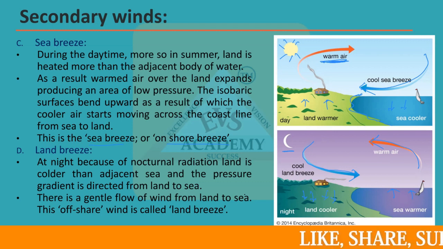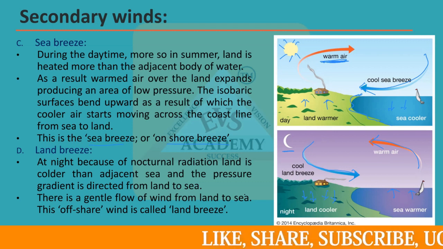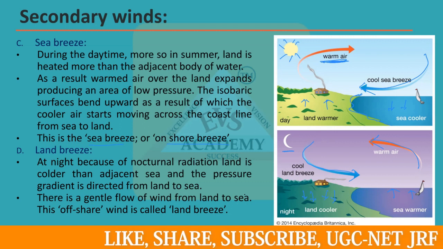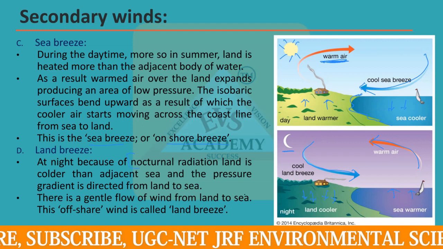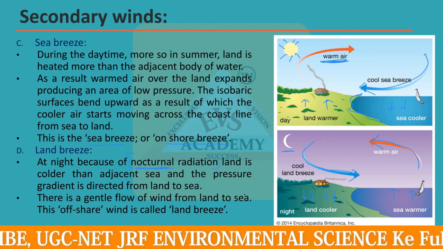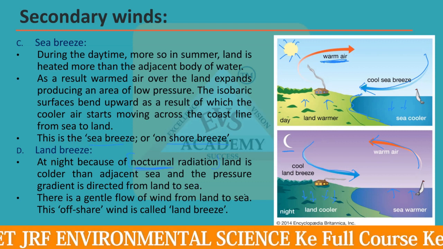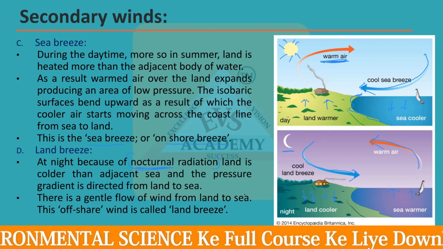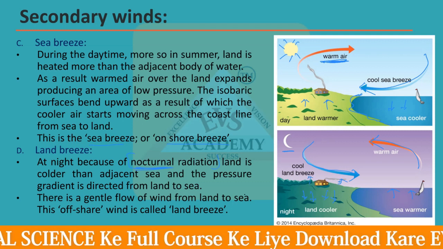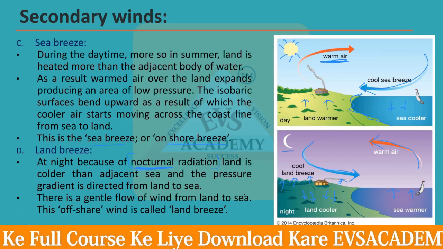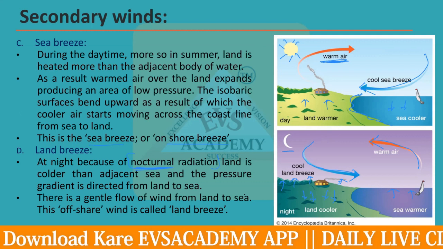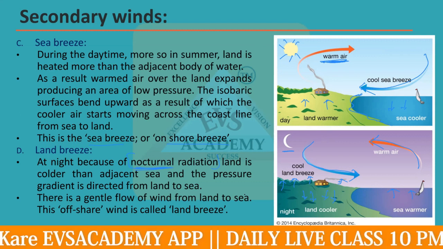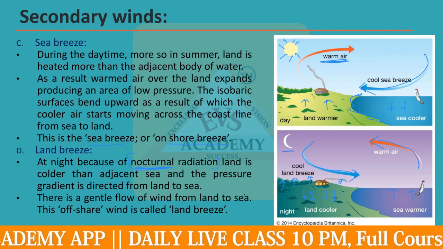At night, because of nocturnal radiation, land is colder than the adjacent sea, and the pressure gradient is directed from the land to the sea. Nocturnal radiation means the radiation which is taking place during the night time. Nocturnal means night. The land is continuously emitting its radiation very quickly, and that's why the temperature is reduced very quickly on the land side, which creates the temperature difference and ultimately the pressure difference as well. So there is a gentle flow of wind from the land towards the seaside.